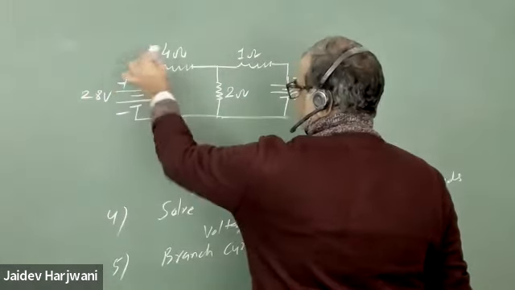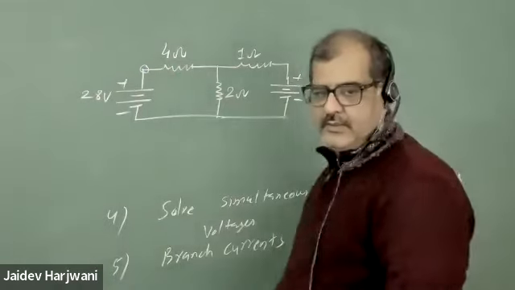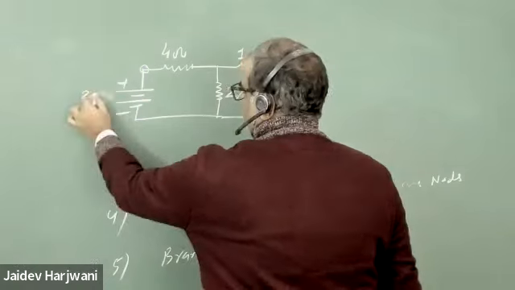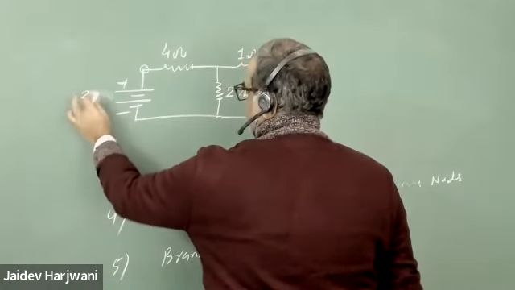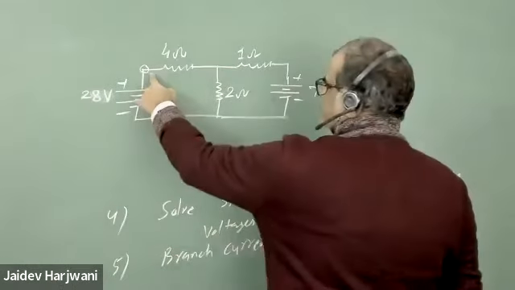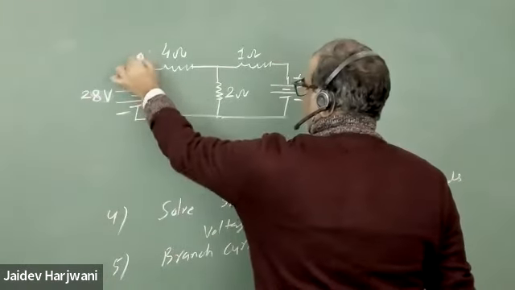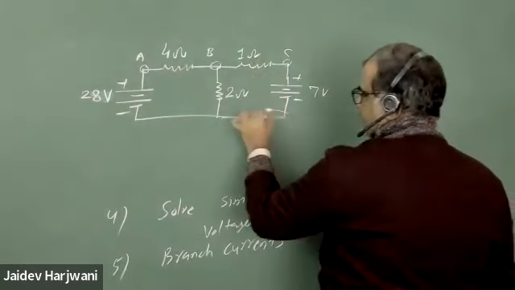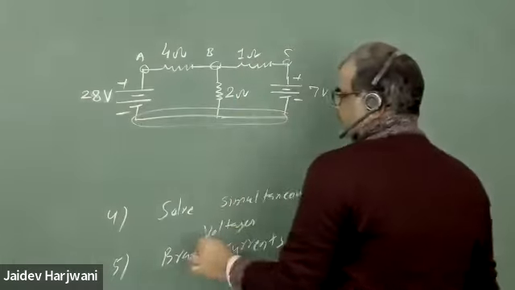Sir, yes, this is a node. Yes, tell me. Sir, how many volts have you kept? 28 and 7.